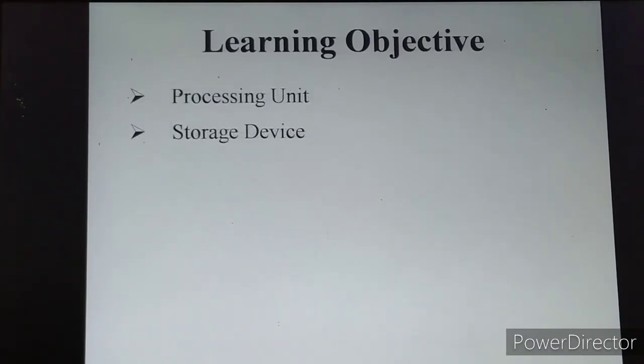Children, in the last class, I told you about output devices. I hope that you have seen the video well. Now I am going to tell you about processing unit, storage device, and hardware and software. So let's see one by one.